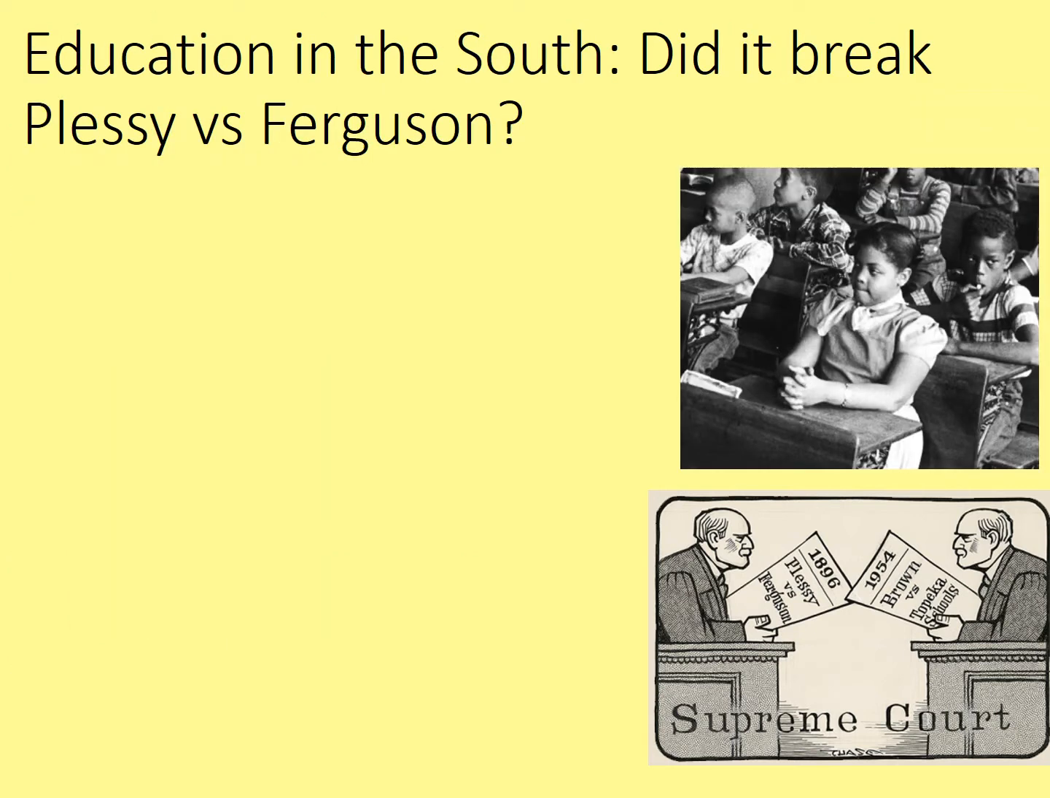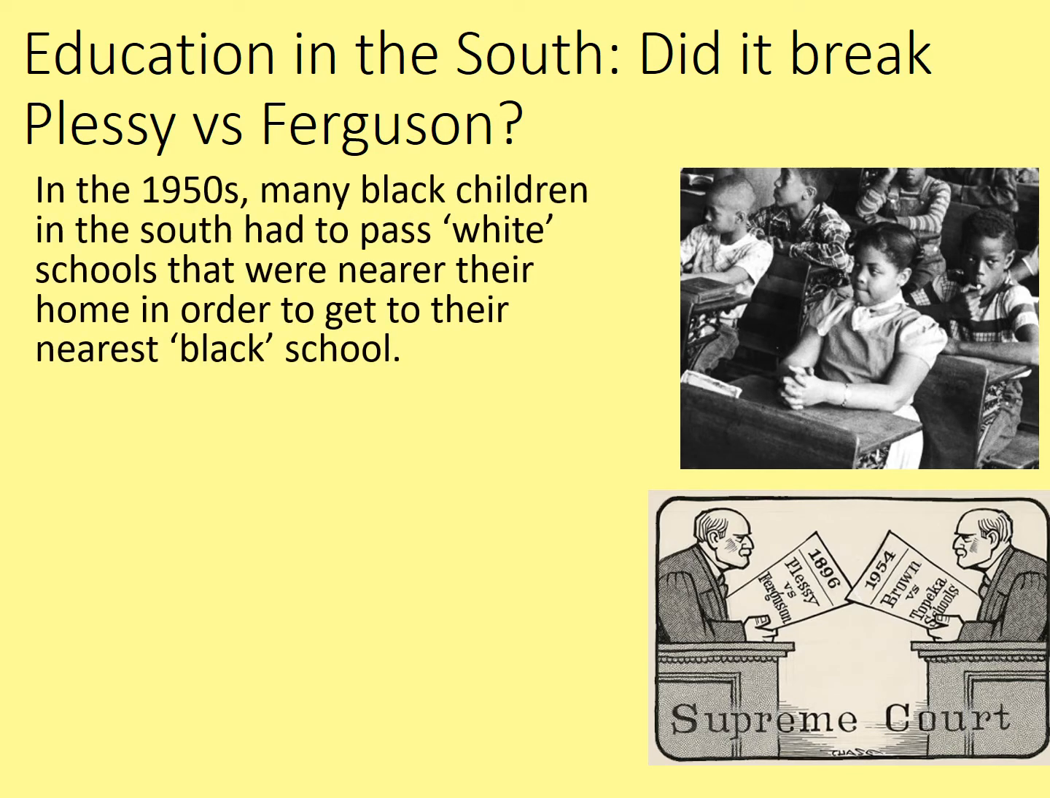So education in the South, did it break this idea of Plessy versus Ferguson separate but equal? I'll give you a clue. It did. But let's be able to justify how. In the 1950s, many black children in the South had to pass white schools that were nearer to their home in order to get to their nearest black school. That in itself was unequal.